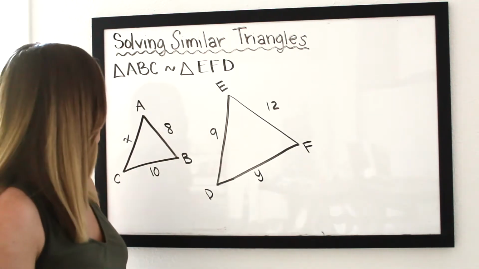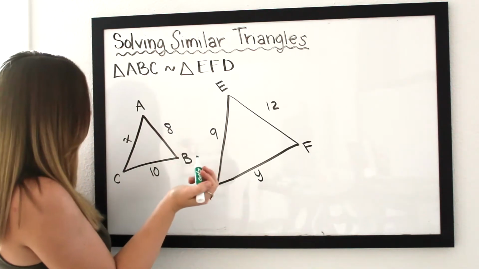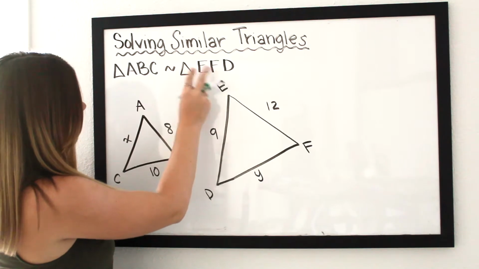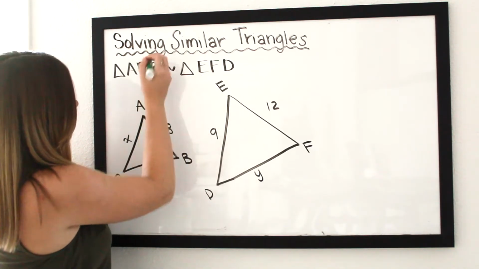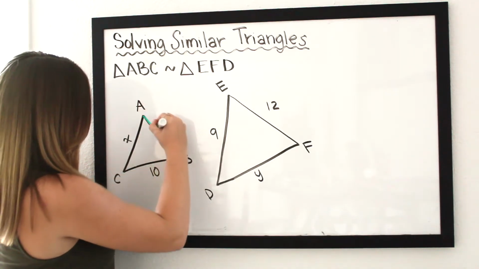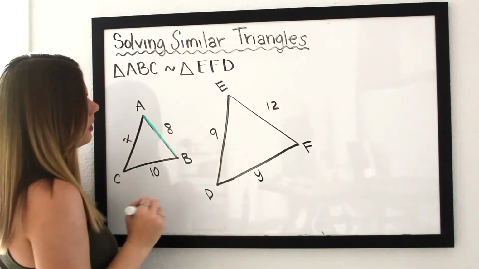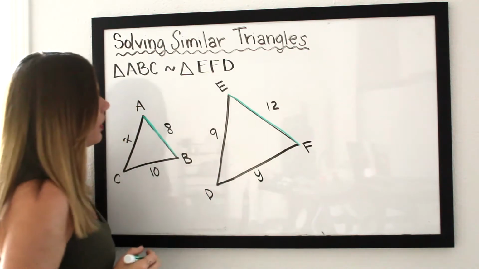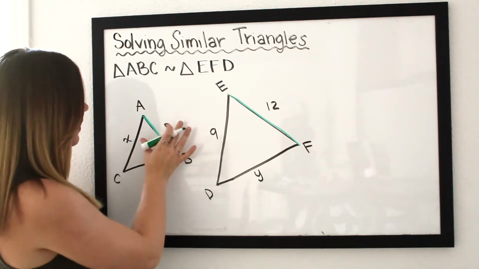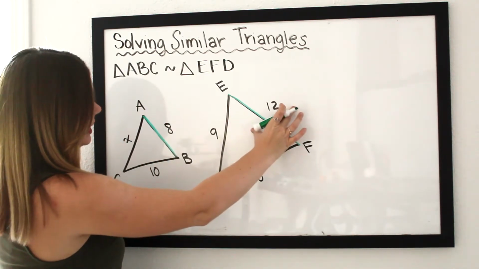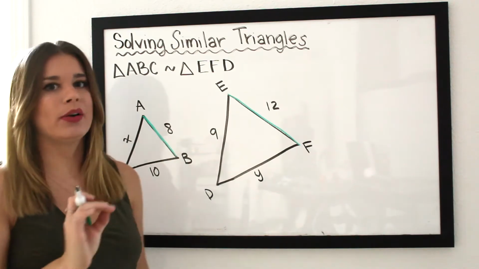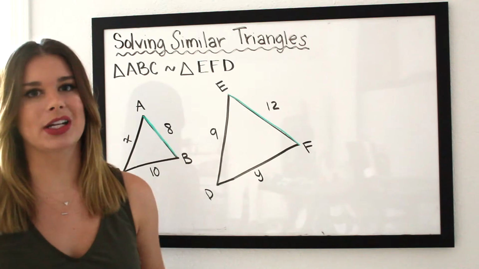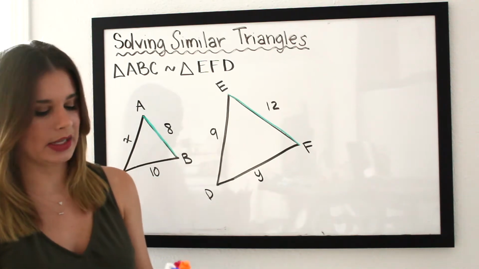So first off, if I have triangle ABC is similar to triangle EFD, it means that segment AB, since those are my first two letters, corresponds with segment EF. And what that also means is if I create a ratio of this side, it's equal to the ratio of all my other corresponding sides. And that fact is what we're going to use to solve this problem.